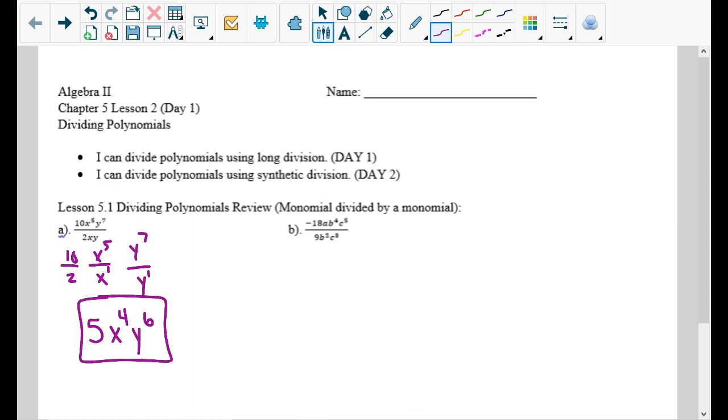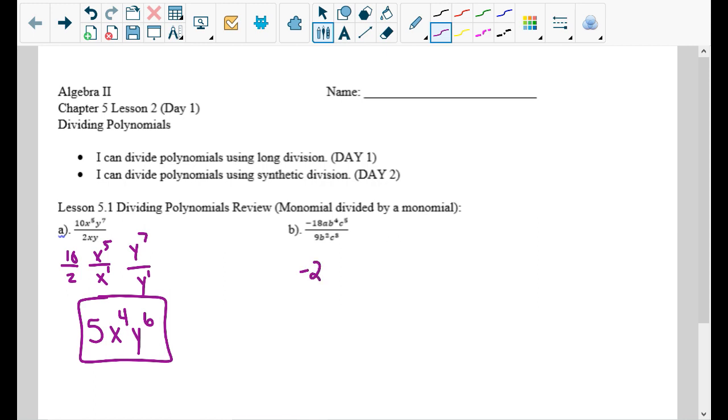Now again, you don't have to separate each to separate fractions, but that's the idea. I'm looking at my numbers, I'm looking at my x's and simplifying, I'm looking at my y's and simplifying, or whatever variables I have. So take a look at letter B. We have negative 18 a b to the 4th c to the 5th over 9b squared c to the 3rd. So again, looking at my numbers, negative 18 divided by 9. 18 divided by 9 is 2, so we have a negative 2.